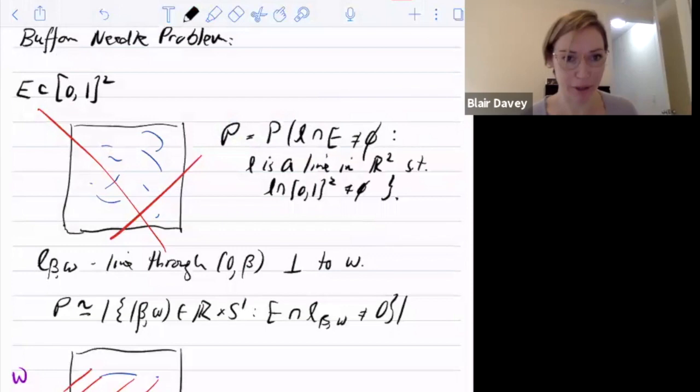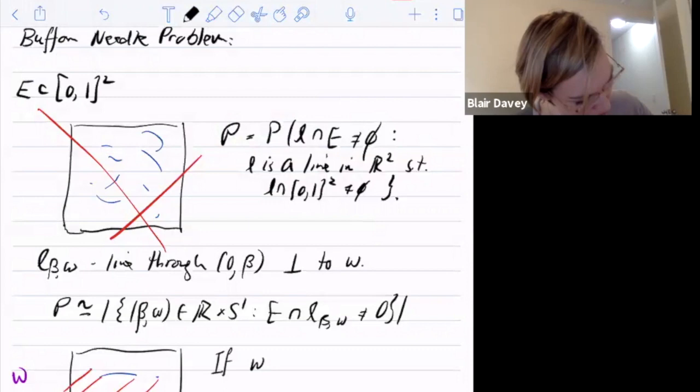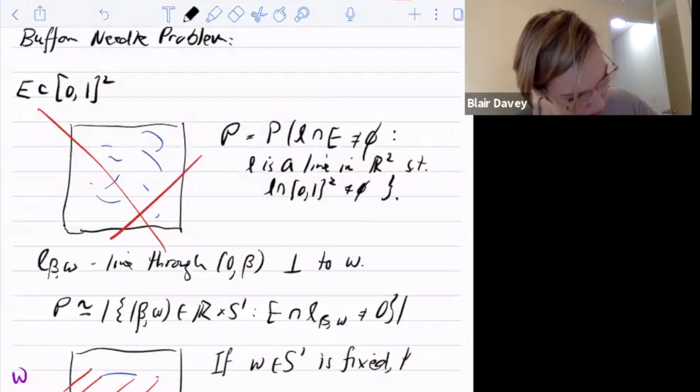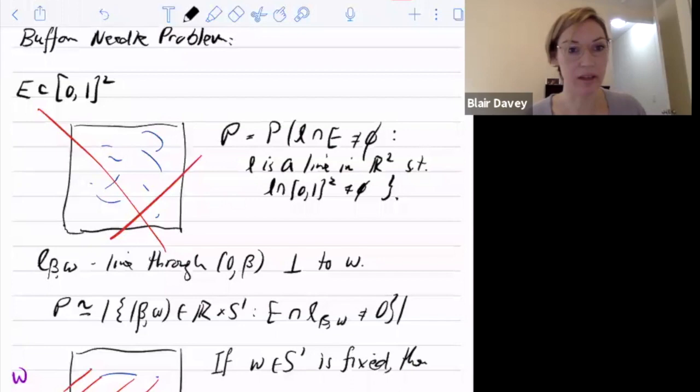What this picture is supposed to show is that if omega in S1 is fixed, then if I look at the set of all beta in R such that E intersects L beta omega, that is the same thing as the projection onto angle omega of the set E. So calculating how many betas give me a line through angle omega that intersect my set E is the same thing as taking E and projecting it onto that angle omega.